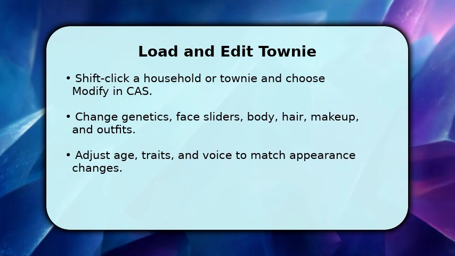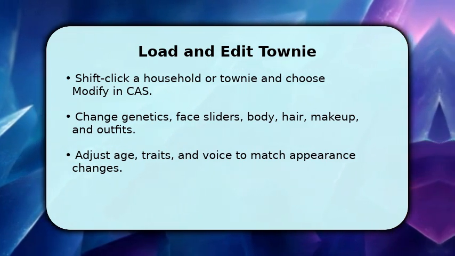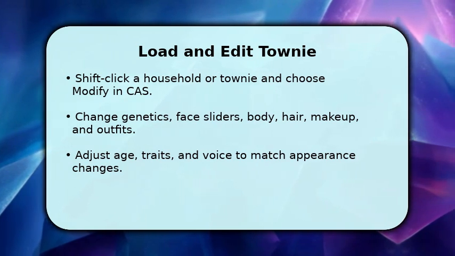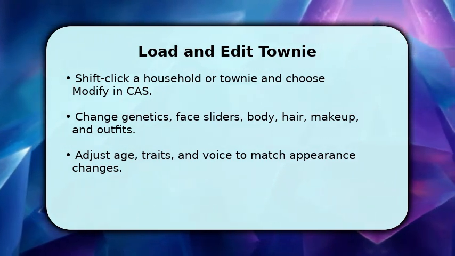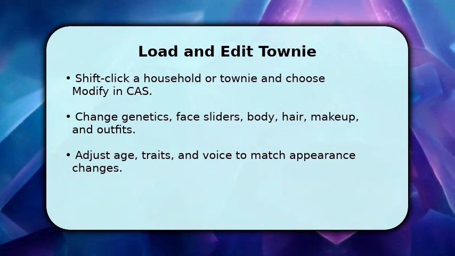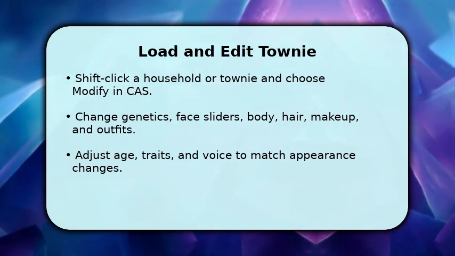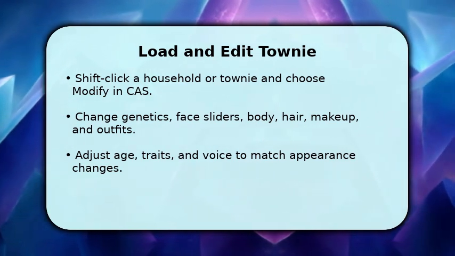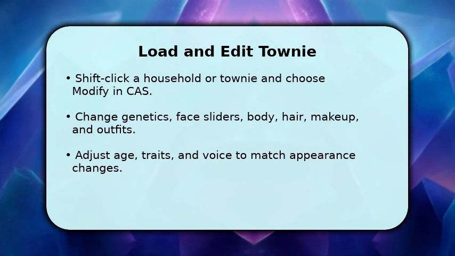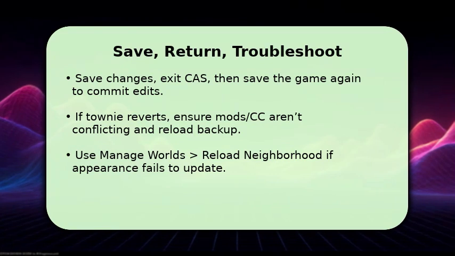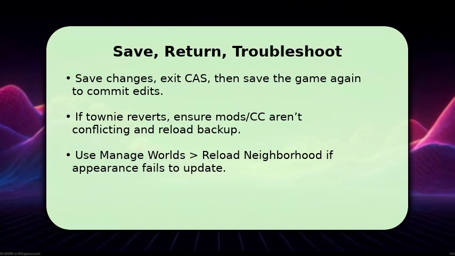You can manipulate face sliders and genetics to reshape features, change body sliders, swap hair and clothing, and apply new makeup or tattoos. Do it deliberately so proportions remain natural. Also update age, traits, and voice to reflect visual changes. This keeps gameplay coherent. Make small incremental edits, and finish by saving your edited townie in CAS and exiting back to the game. Then immediately save again to commit those changes to the world file.